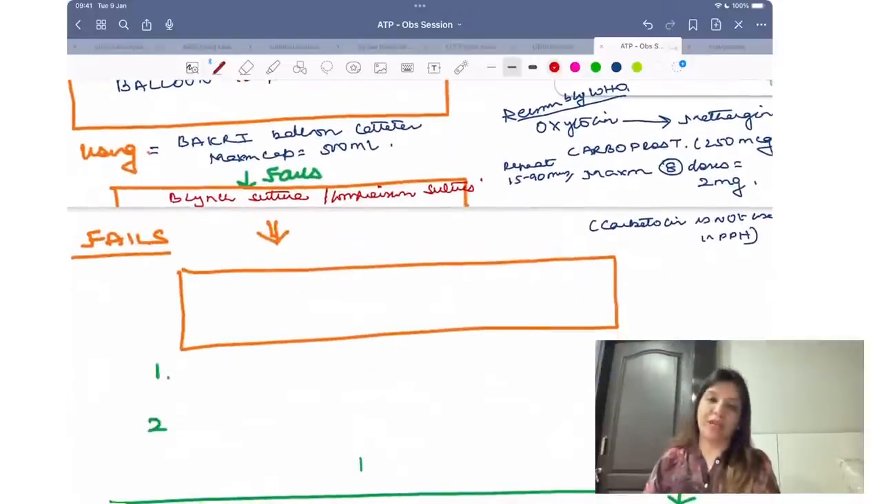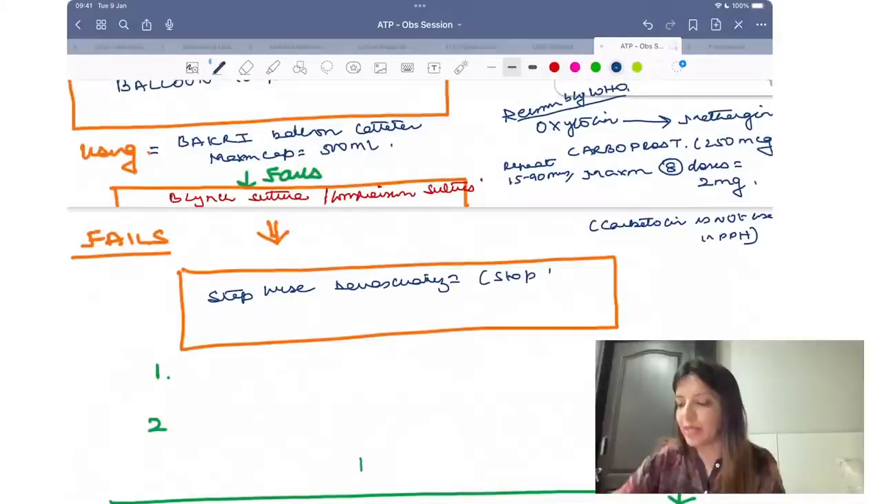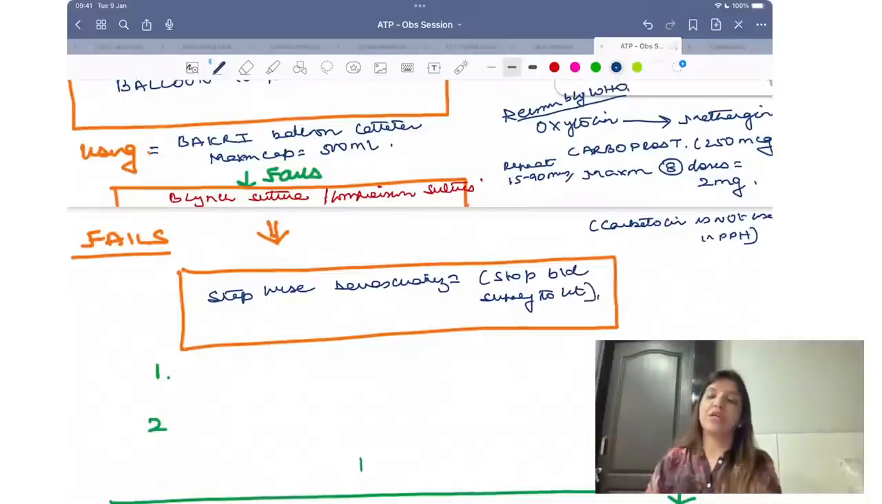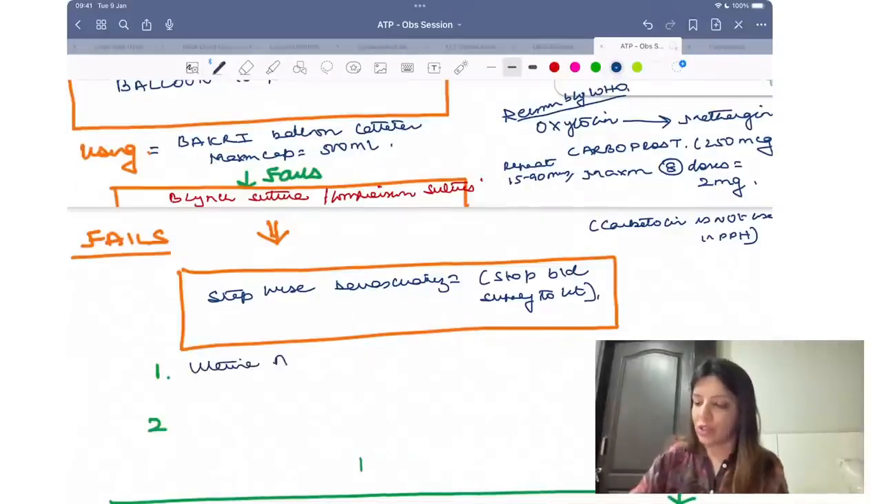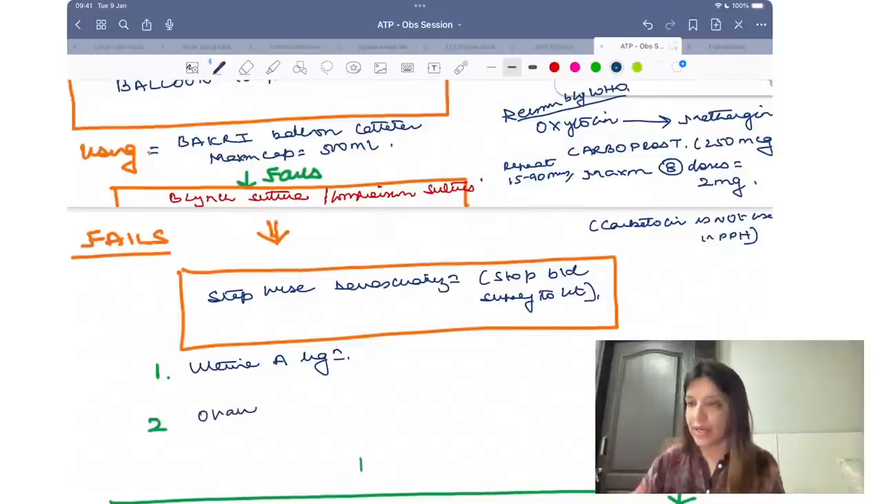Now, if this also fails, then I am going to do stepwise devascularization. That means I am going to stop the blood supply to the uterus. To stop the blood supply to the uterus, I am going to do what? I am going to do uterine artery ligation, because uterus is supplied by uterine artery. First of all, major part of the uterus is supplied by uterine artery. Other than that, which artery? Ovarian artery ligation.